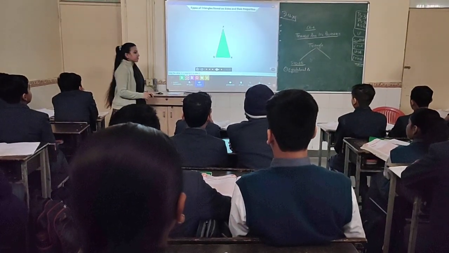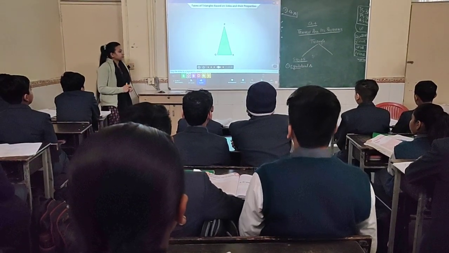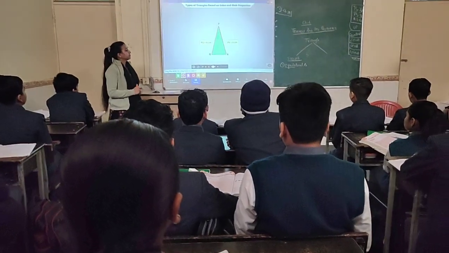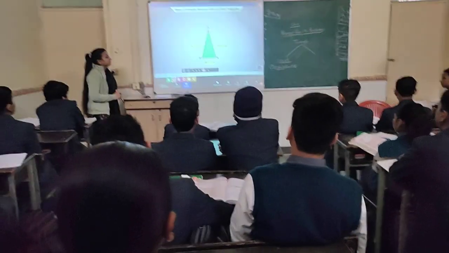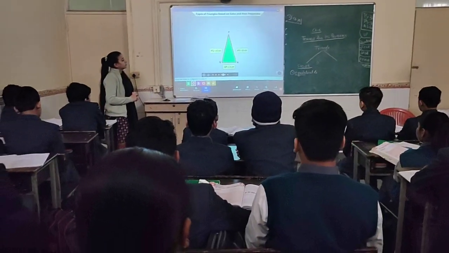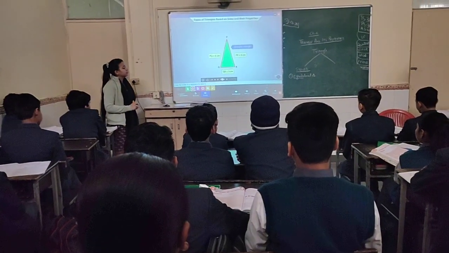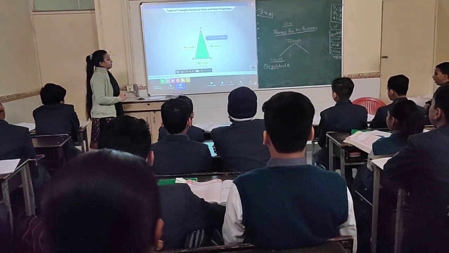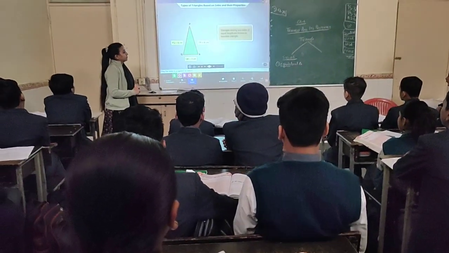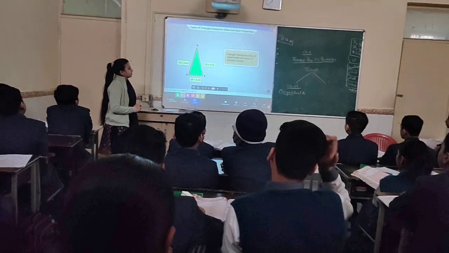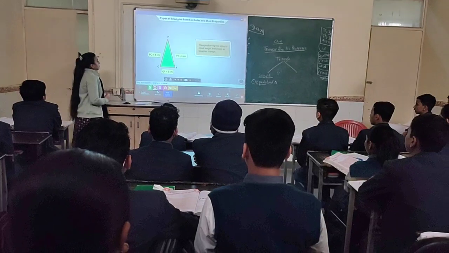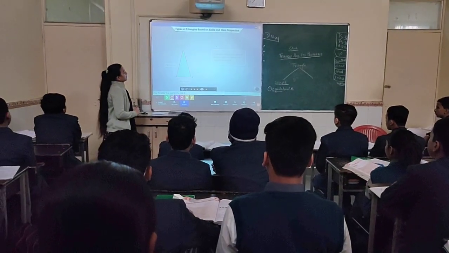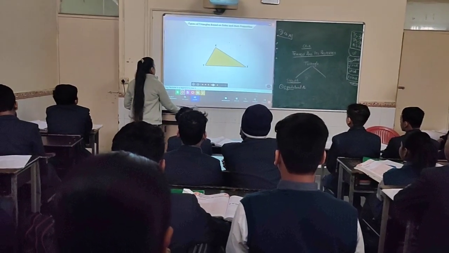Look at the second triangle. Here we see that two sides have the same measurement, while the third one has a different measurement. Such triangles are known as isosceles triangles. Thus, triangles having two sides of equal length are known as isosceles triangles. Here is the third triangle.